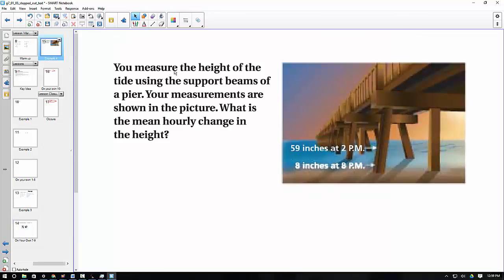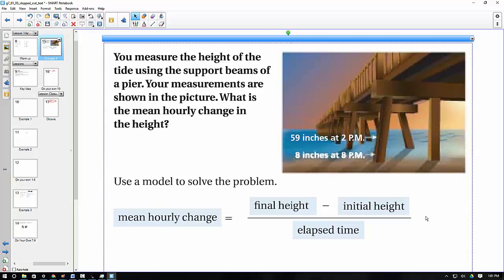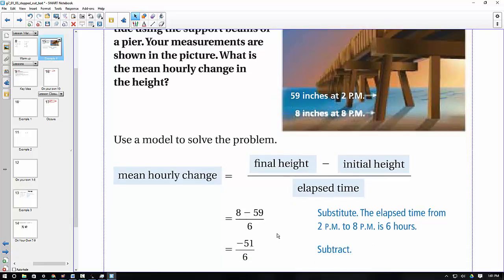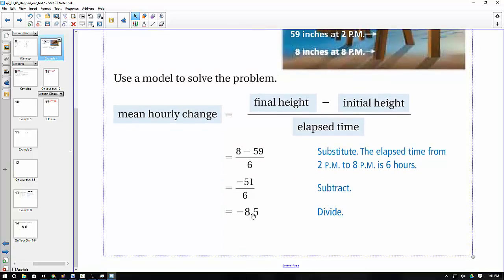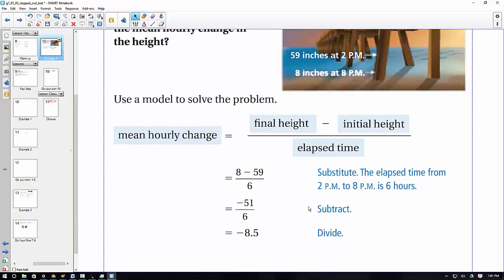All right, so here's the next one. You measure the height of a tide using support beams of a pier. Your measurements are shown in the picture. What is the mean hourly change? So let's start off with making my mean hourly change, which is what I'm looking for, right? So I have my final height, which is 8, minus my initial, which is 59, and my elapsed time. How many hours have gone by here? So that's 6, right? So I have 8 minus 59. So I'm going to have negative 51 divided by 6. And it's got to be a negative answer. So I have negative 8.5. And it really goes down. What it's saying is it goes down 8.5 inches every 1 hour.